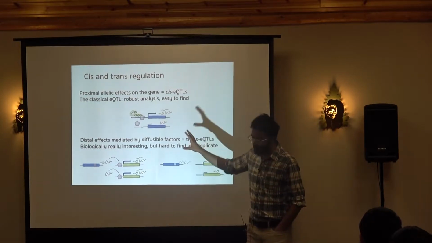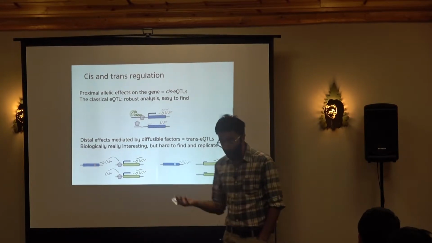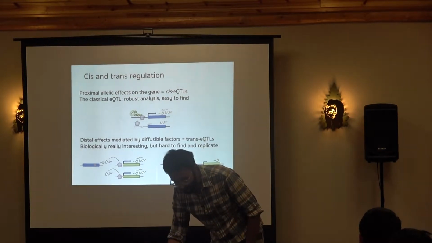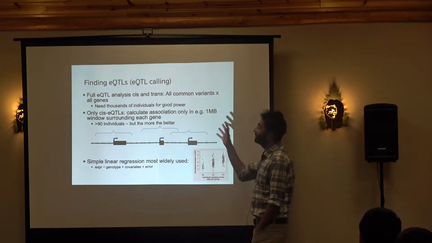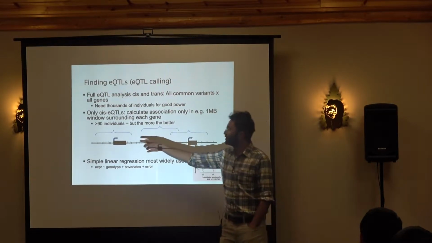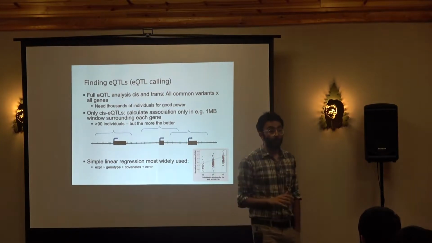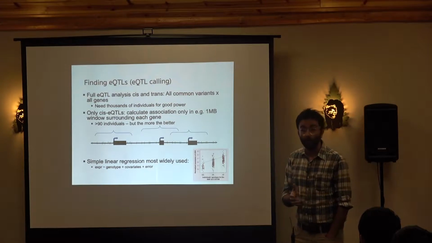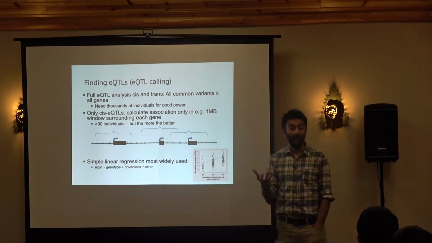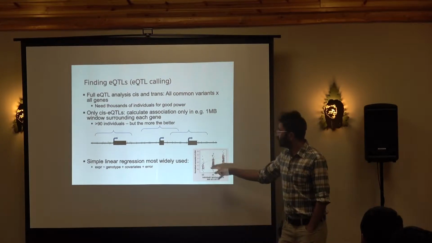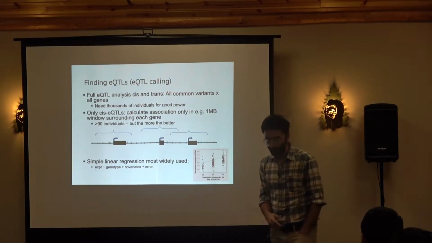Now, trans eQTLs are very important. We're not going to talk about them because they're hard to find, but there are people who work on them. So we focus on the cis eQTLs. Cis eQTLs are generally found this way: you have a certain gene, you look at common variants around it, roughly plus or minus 1 megabase. That's the type of window people look at because that's where you expect to see these local patterns. Then you do a linear regression, and the ones that are significant, you call an eQTL.